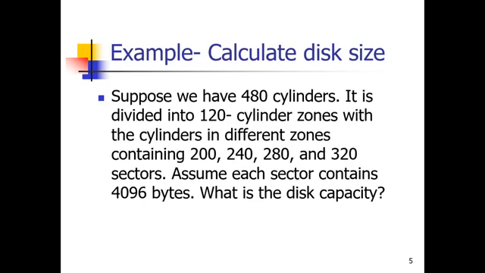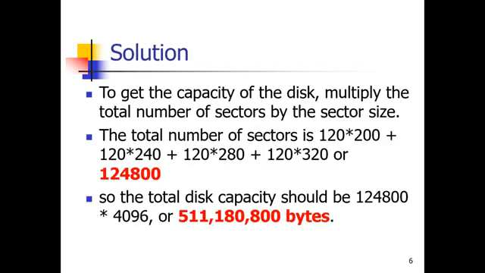The cylinders in the different zones contain 200, 240, 280, and 320 sectors respectively, so every zone has a different number of sectors. Assume each sector contains 4096 bytes. You have to calculate the total disk capacity. The question is very simple: collect all the information, how many sectors, tracks, and platters, and whether it is dual-sided or single-sided. Once you have all the counts, multiply by 4096 bytes and you get the actual size of the disk. See how we solve it.